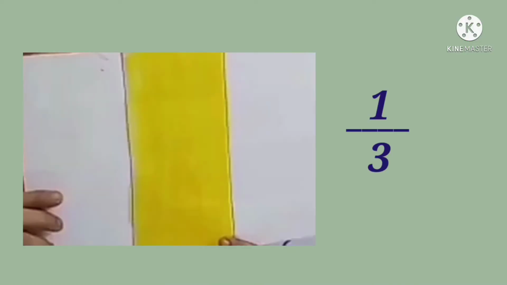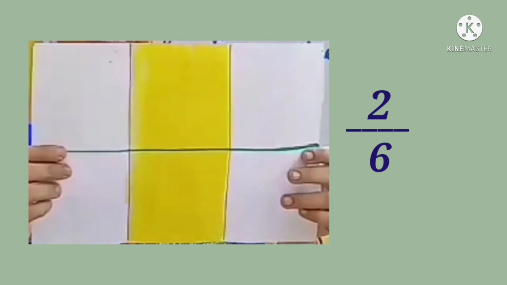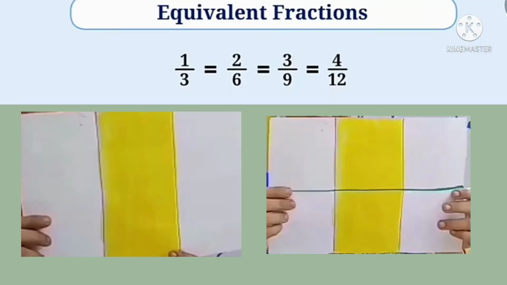Similarly, out of 3 equal parts, one part is shaded. So the fraction is 1 by 3. After folding this paper equally, the new fraction will be 2 by 6. Here 1 by 3 is equal to 2 by 6.